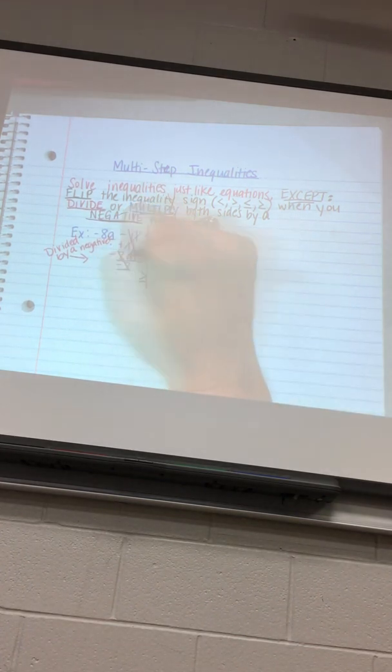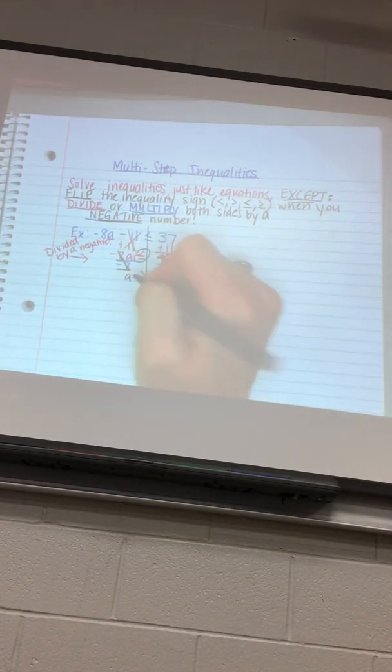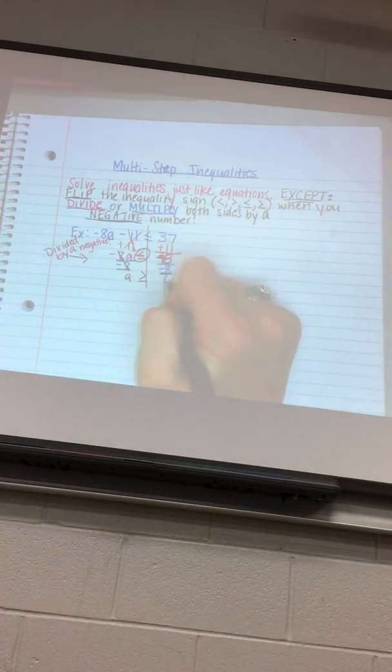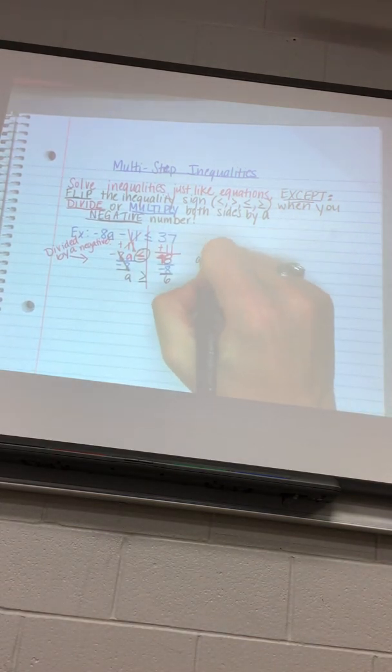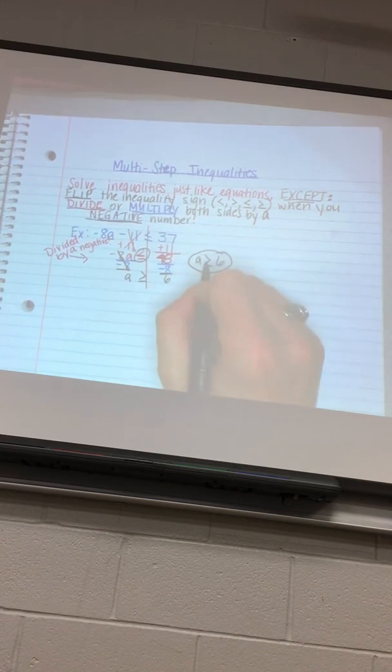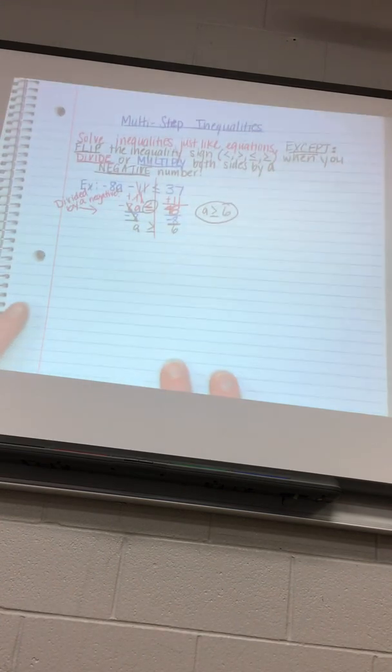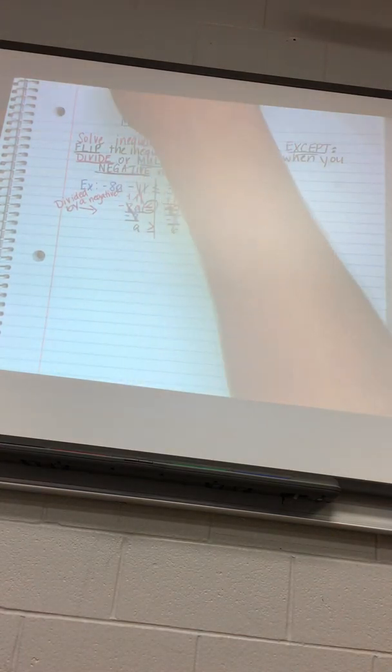So, of course, this would just be a. And 48 divided by negative 8, a positive divided by a negative, is negative 6. So your answer is a is greater than or equal to 6. This inequality sign flipped when we divided by a negative number. Let's do one more of those, and then we'll do one with distributing, and that's it for today.